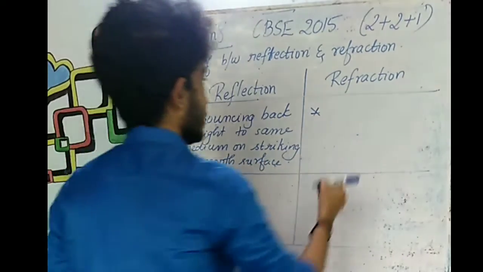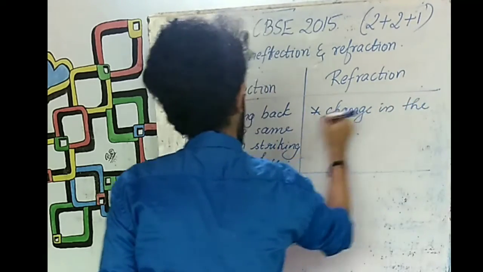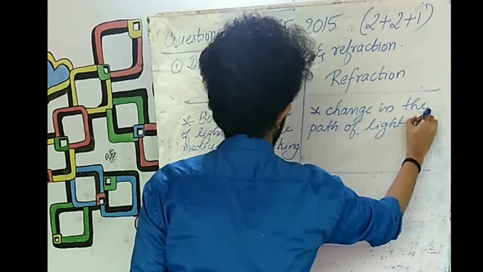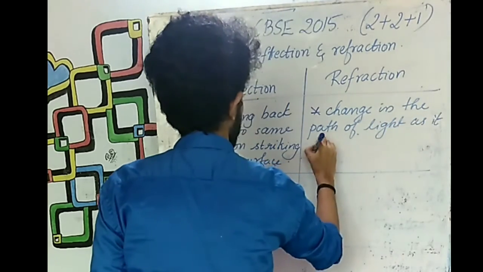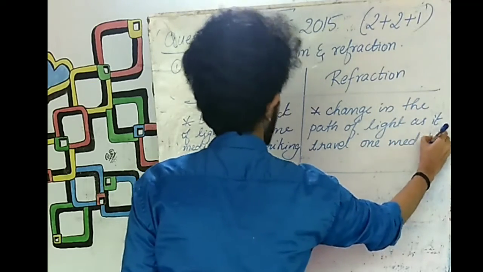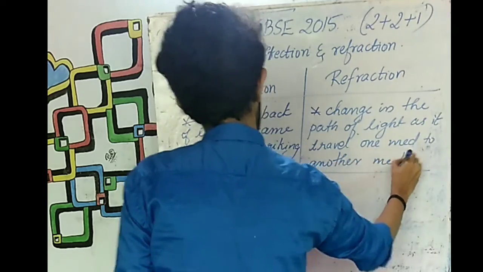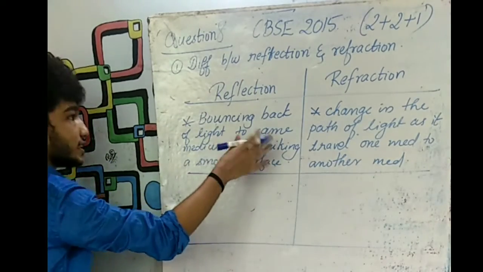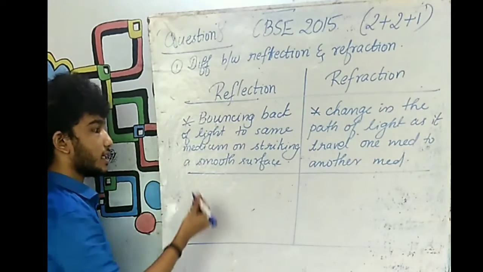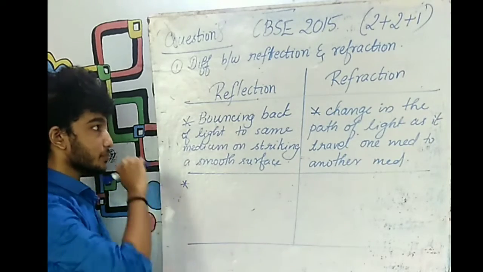What about refraction? Refraction means the change in the path of light ray as it travels from one medium to another medium. That is refraction. So we have defined, and in this way contrasting trait we have expressed. And in the next, let us take another difference. 2 differences have to be written to get 2 marks.